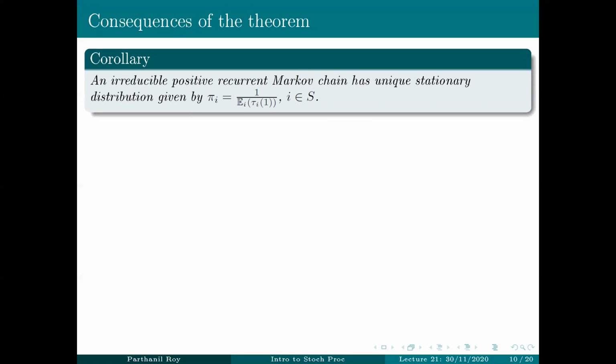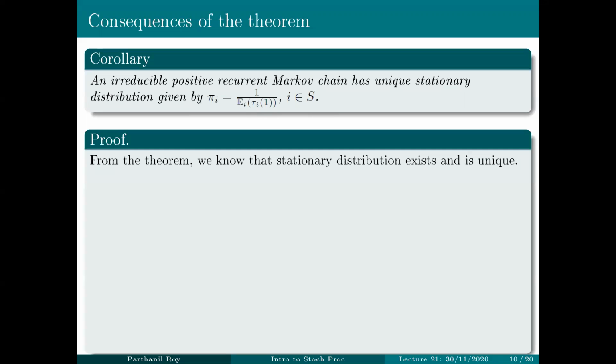Okay, so another consequence is that an irreducible positive recurrent Markov chain has a unique stationary distribution given by phi_i equal to 1 over the expected return time to i. Now let's first prove this, and then we'll talk about how important this is. From the theorem, we know that the stationary distribution exists and is unique. This is something we have already proved.